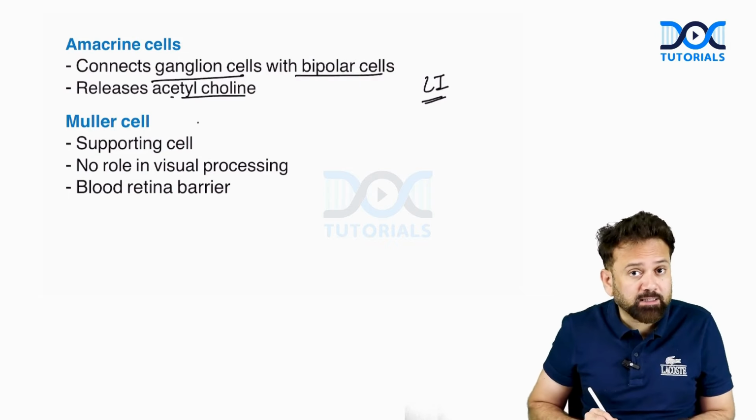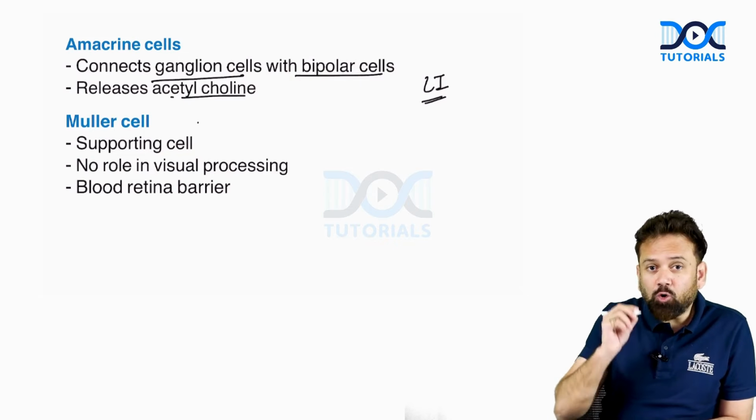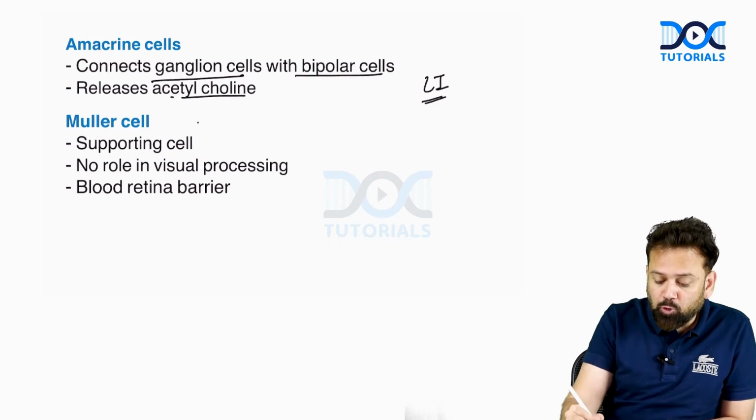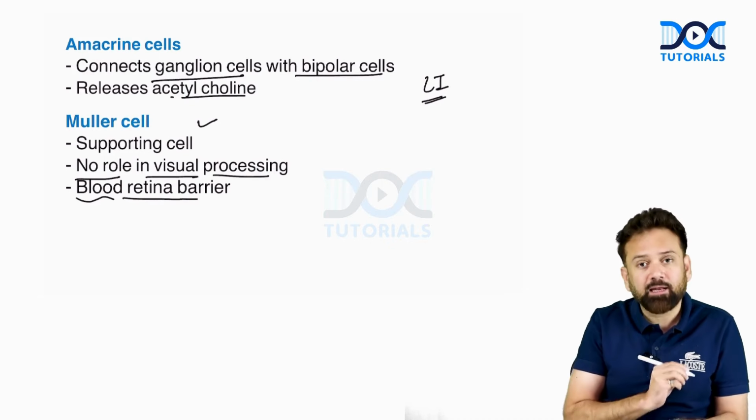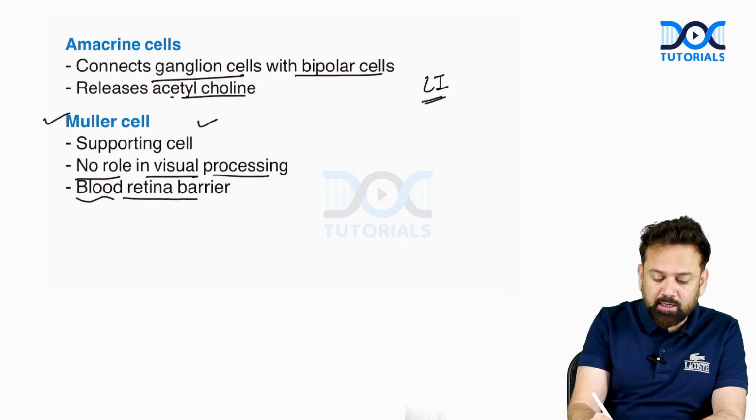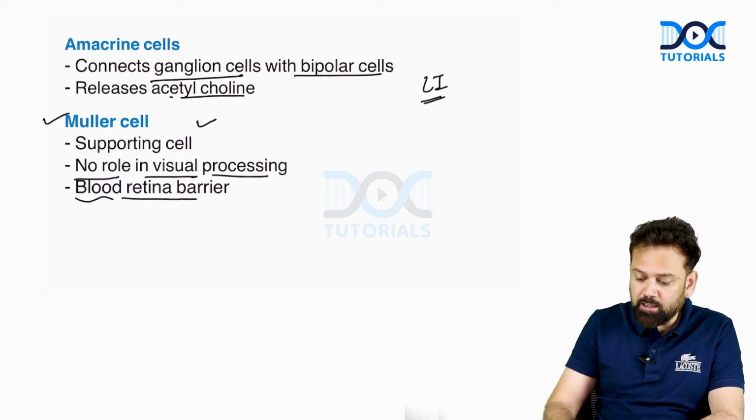So I have told you 6 cells. Who is the 7th? The only cell which is supporting, and they have no role in visual processing. They only form blood retina barrier. That cell, doctor, is called Muller cell. It's very simple, Muller cell.